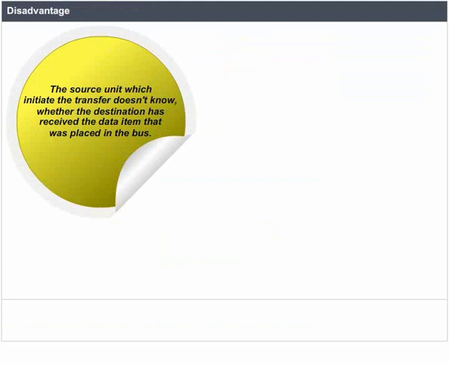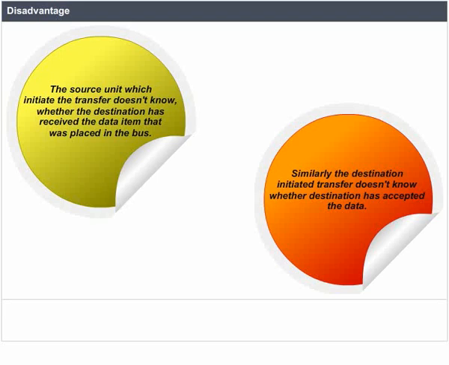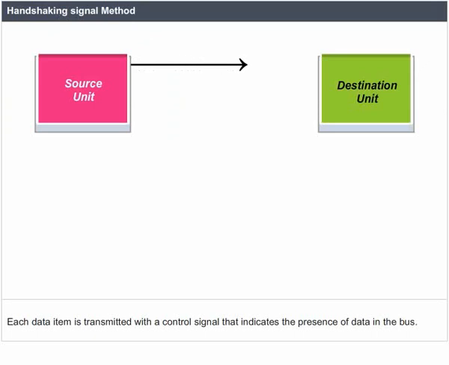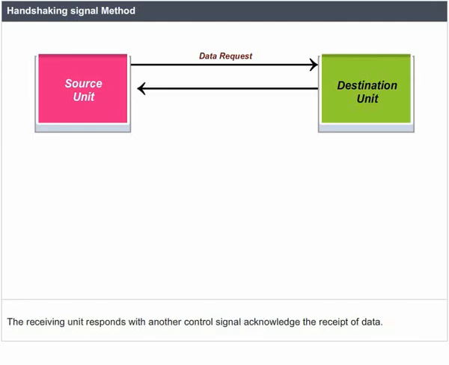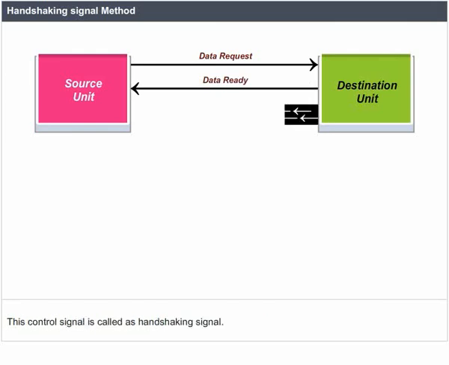Disadvantage: the source unit which initiates the transfer does not know whether the destination has received the data item that was placed in the bus. Similarly, the destination-initiated transfer does not know whether the destination has accepted the data. Handshaking signal method: each data item is transmitted with a control signal that indicates the presence of data in the bus. The receiving unit responds with another control signal to acknowledge the receipt of data. This control signal is called a handshaking signal.